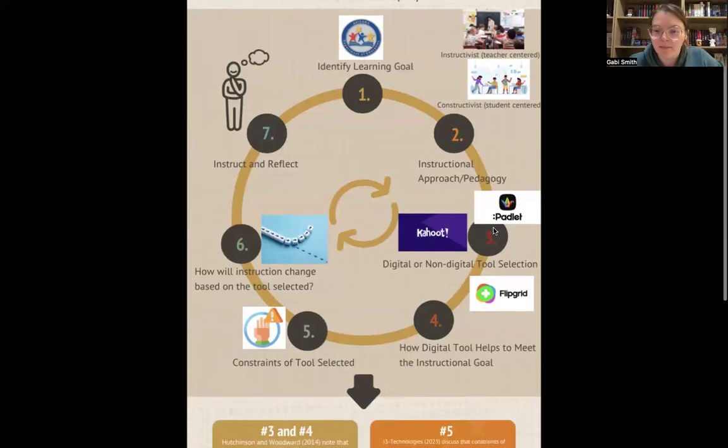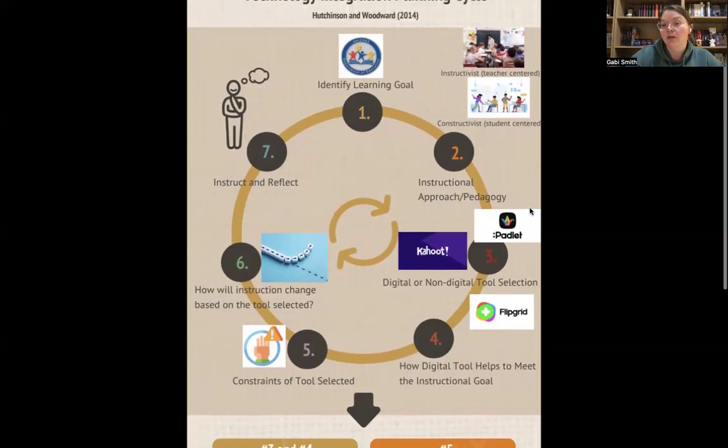The third step that they mention is selecting a digital or non-digital tool. For the purpose of this infographic, and since we're talking about integrating technology into lessons, I chose to focus on the digital tool selection. And I looked up simply what digital tools are teachers using in the classroom. And I found an article by the ASU Prep Global, which was actually released this year in 2024.